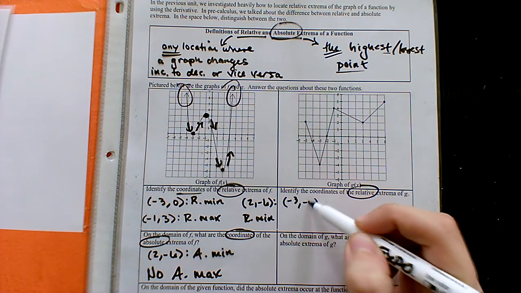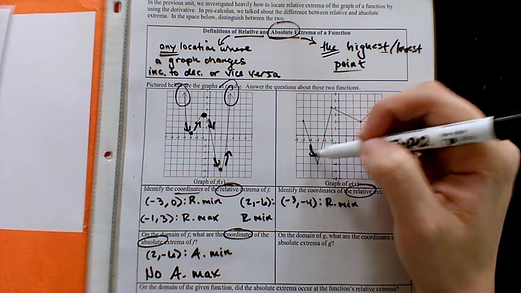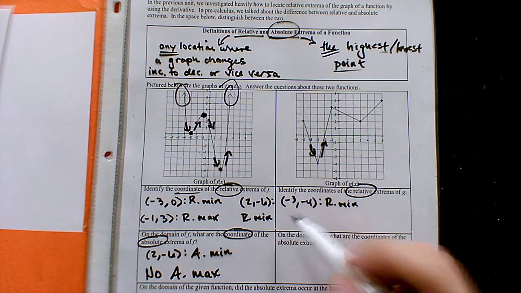-3, -4. Good. Okay, relative min. We change from decreasing to increasing.